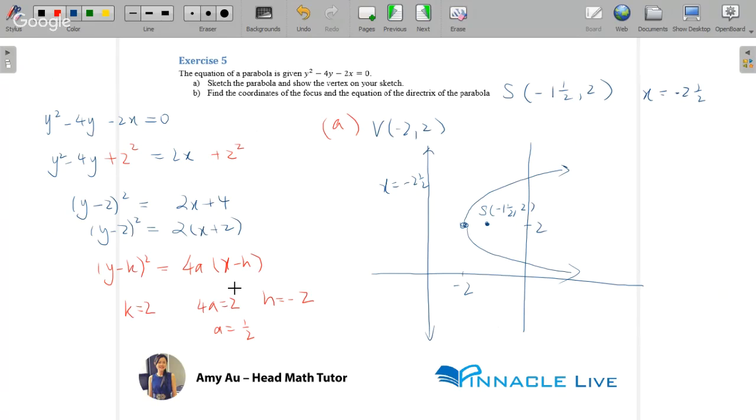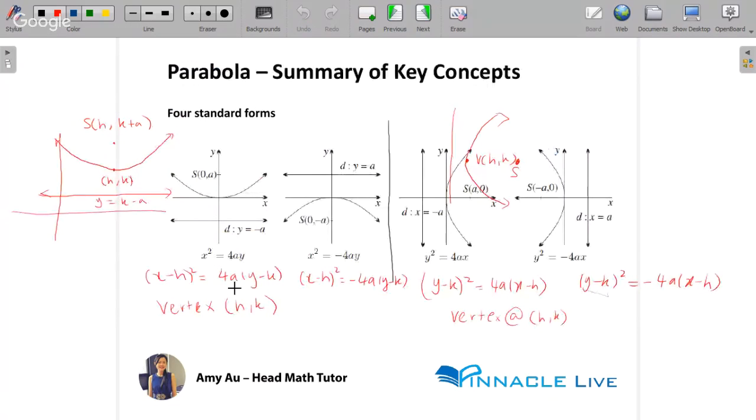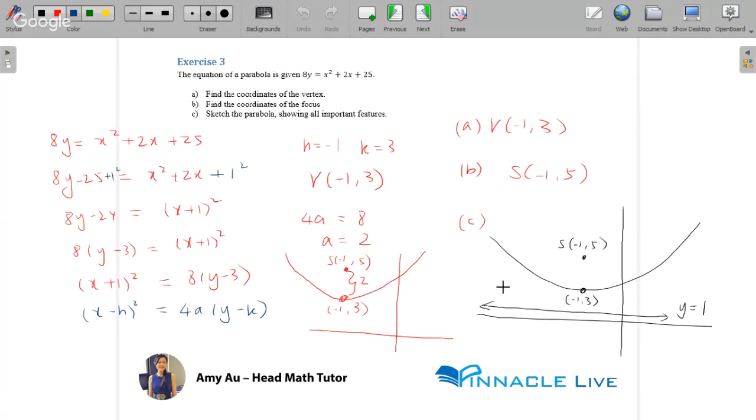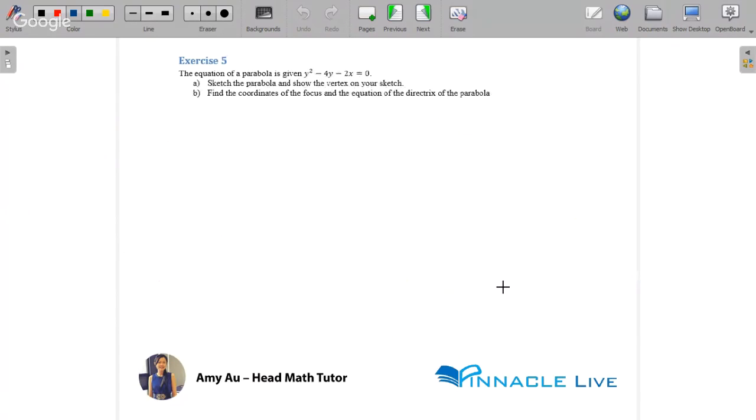So I would say for parabolas, it's not too hard as long as you always refer back to the 4 standard forms. Are you working with concave up, concave down, or concave to the right, concave to the left? Work out what the standard form is, work out the focal length and vertex, and you're pretty much done from there.